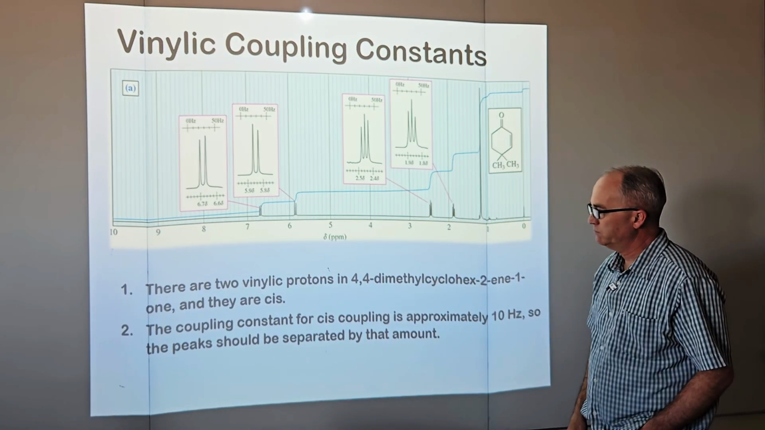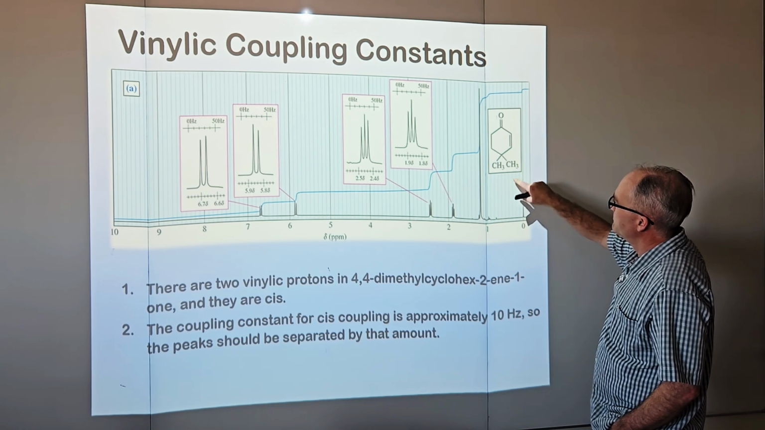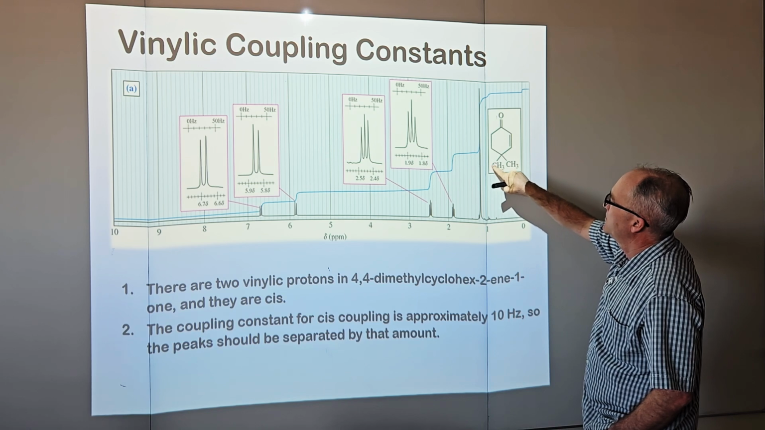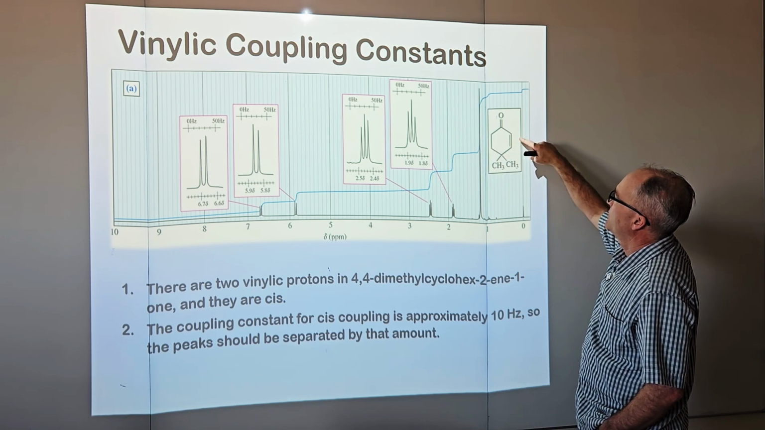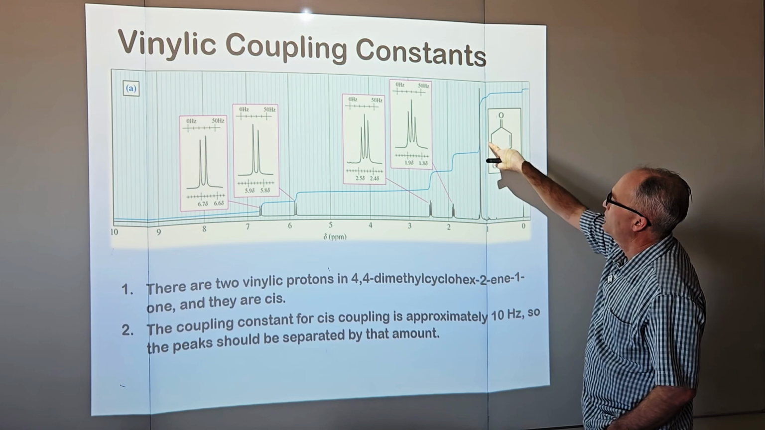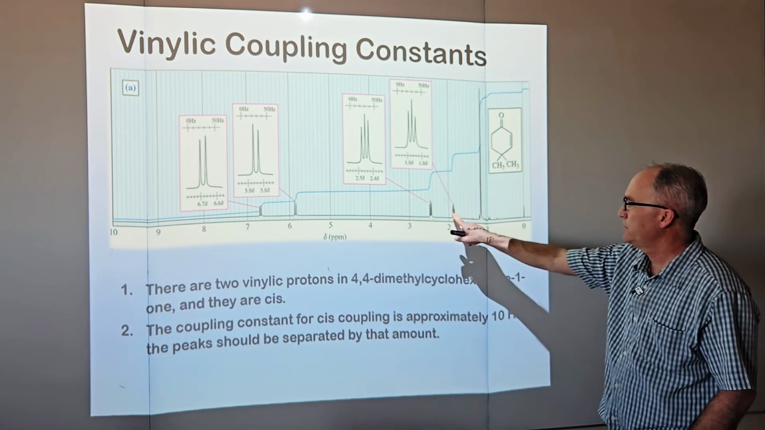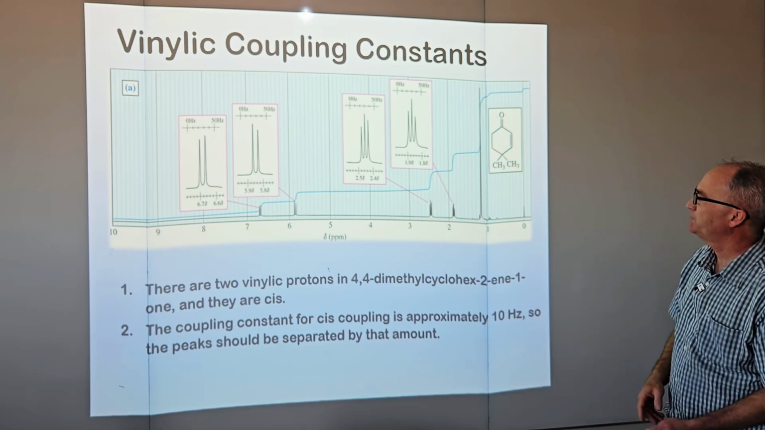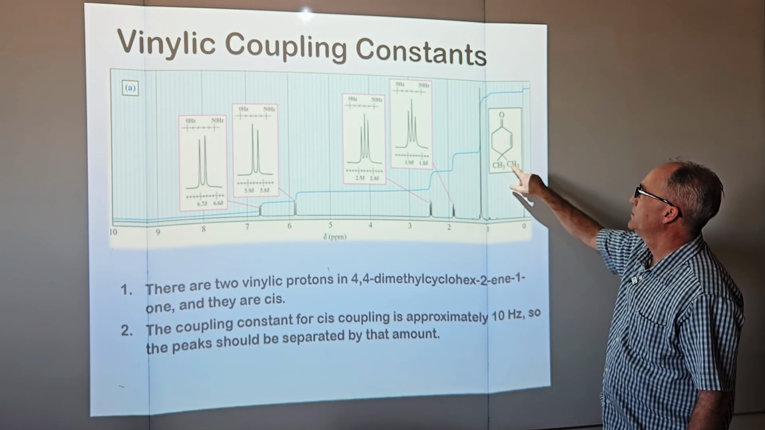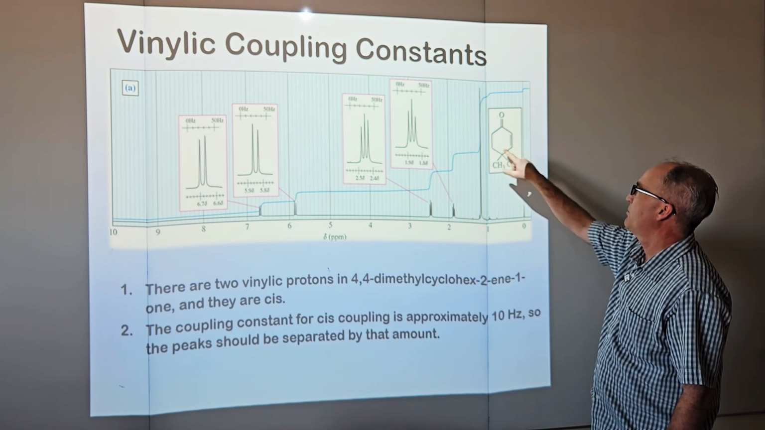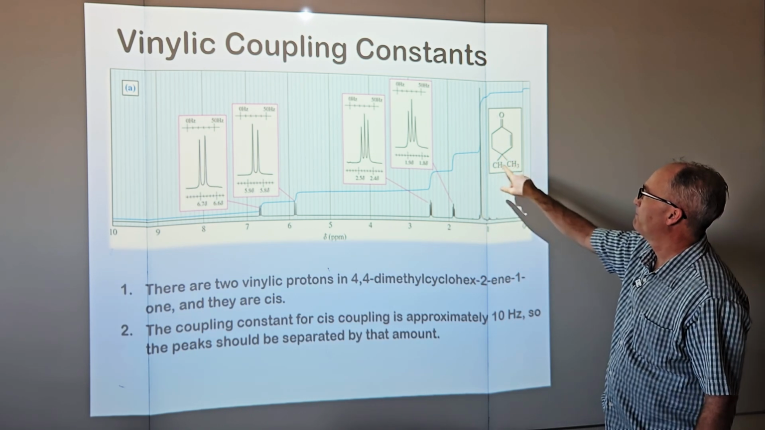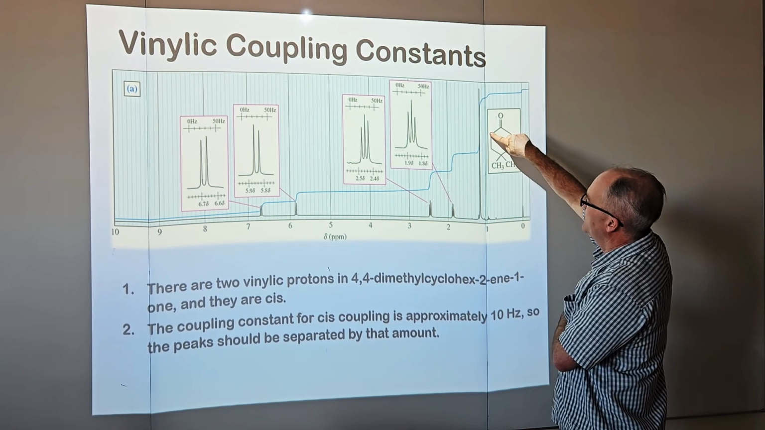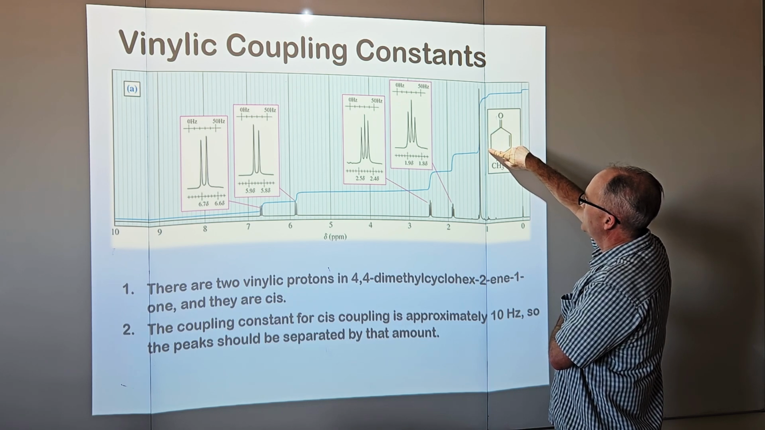Vinylic coupling constants. So here is a compound. How many signals should I see? Here's a hydrogen, here's a hydrogen, hydrogens, hydrogens, hydrogens. I'm thinking 1, 2, 3, 4, 5. Let's see. 1, 2, 3, 4, 5. All makes sense there. Notice here, 1 bond, 2 bond, 3 bonds, 4 bonds. This is the singlet. And what's giving me the 2 triplets? Well, here's 2 protons. Here's 2 protons.